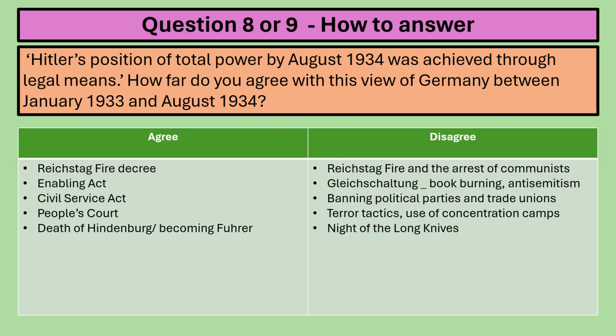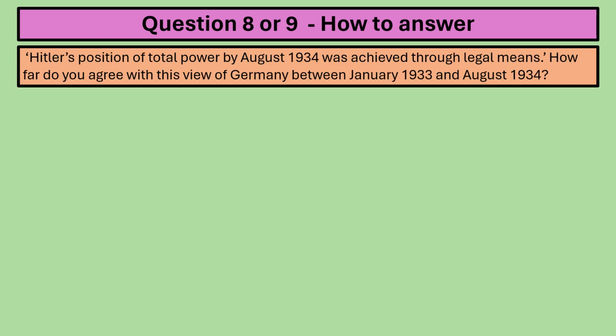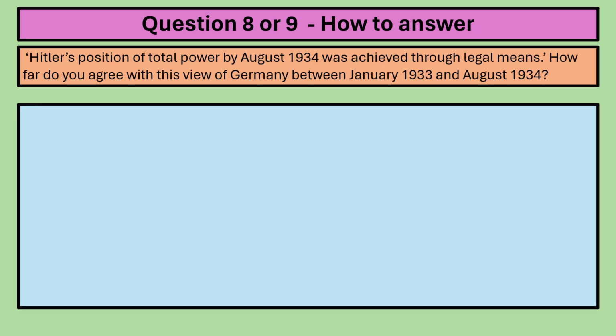So for example here, I've just given you some things that we could include. So legal methods on the left-hand side in the agree, non-legal methods on the other side in the disagree. I'm highlighting here 4 paragraphs that I could do. I'm going to agree by talking about the Enabling Act, which I'm going to do on the next slide. Then the other part of my answer, I could talk about things like the Reichstag fire and the banning of political parties, use of concentration camps such as Dachau in the early months of Nazi rule. So my answer then, just point, evidence, explain.